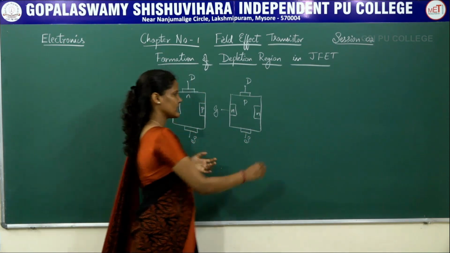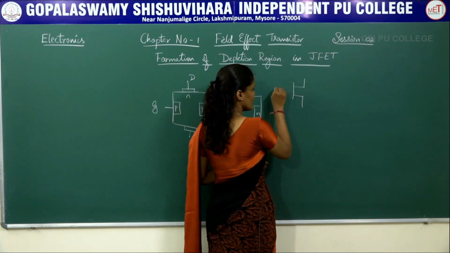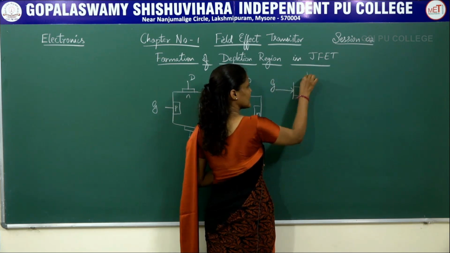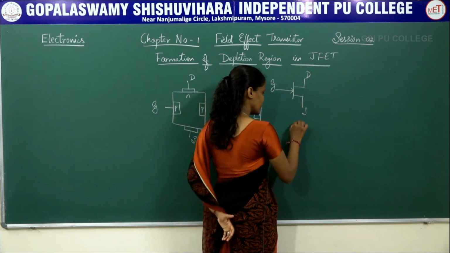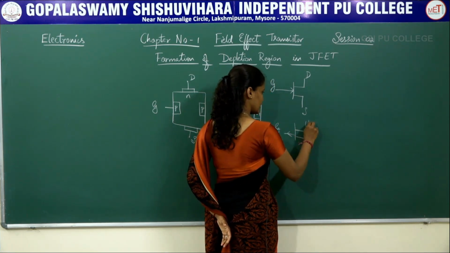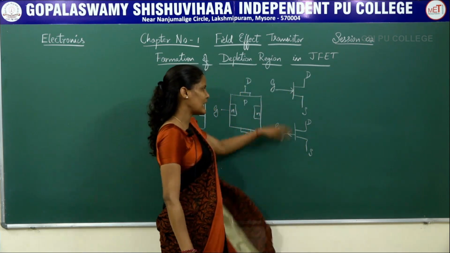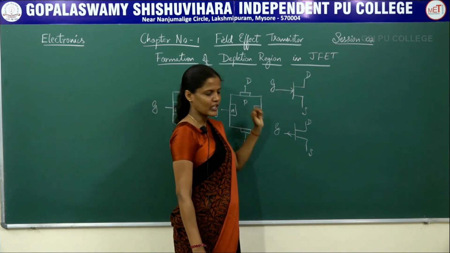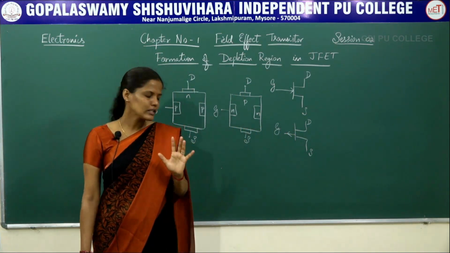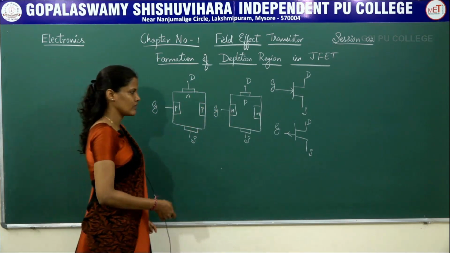Coming to the symbolic representation of the N channel and P channel JFET. This is the N channel, where this is the gate, drain and the source. Coming to the P channel, this is the gate, drain and the source. The arrow mark will be pointing towards the vertical line in the N channel, and the arrow mark will be pointing away from the vertical line in the P channel. So this is all about the construction and the symbol of the JFET.